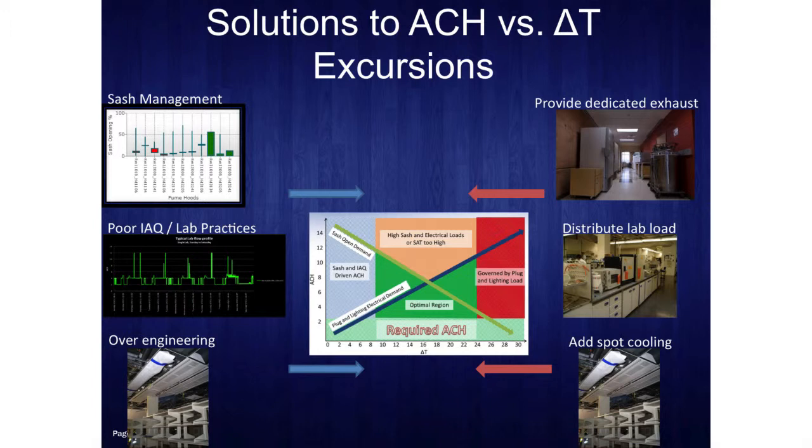On the other side, maybe we have lots of concentrated equipment that we can spread out across the lab. We can take advantage of the fact that we have a minimum air change rate by not concentrating the equipment so much and spreading that heat load out, not being cooling driven. The other things we can do are adding spot cooling, chilled beams, fan coil units, those kinds of things.